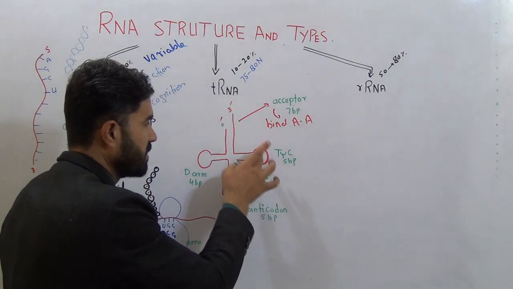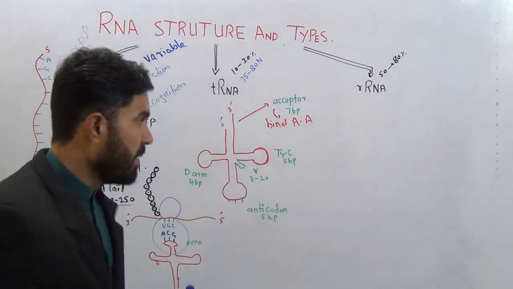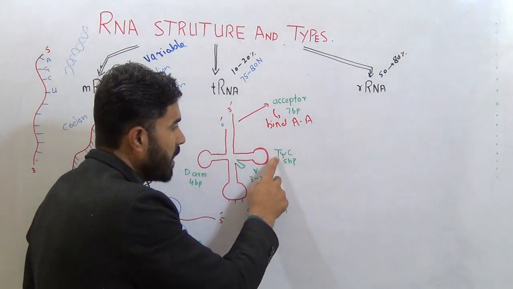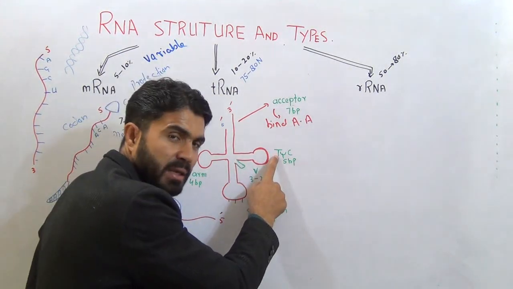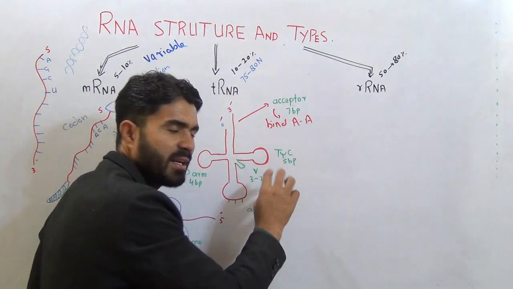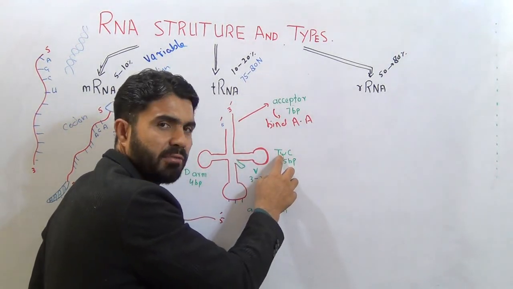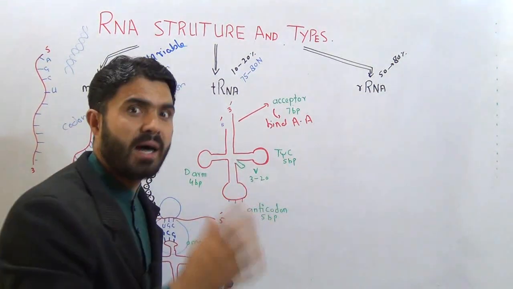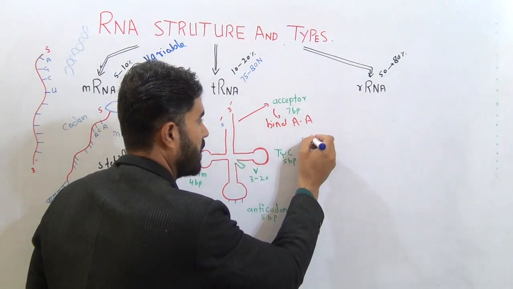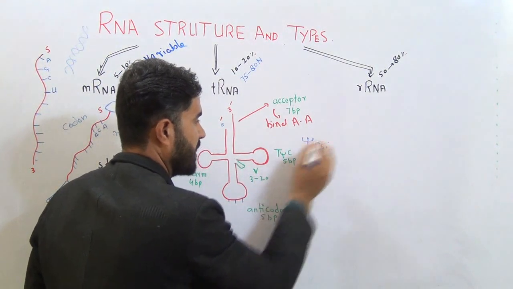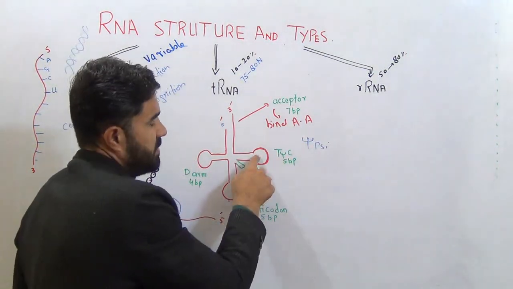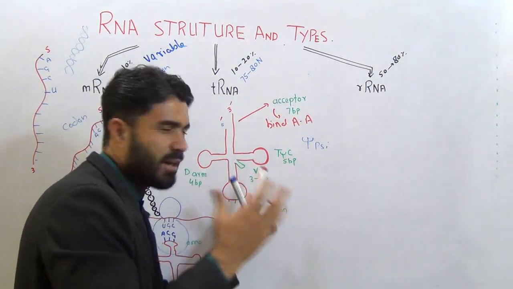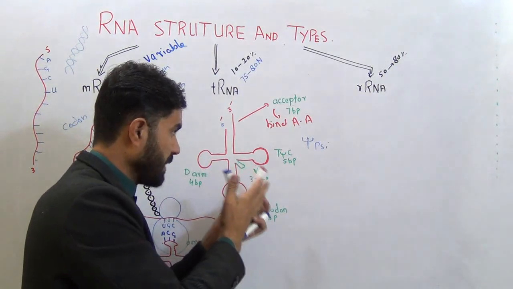Then this is the third arm. It is called TψC. Why? Because it contains thymine and cytosine and a little bit of modified nucleotide that we represent with psi. Okay, so this is not pi, this is psi, P-S-I. So you cannot say there is a clear function of that TψC.